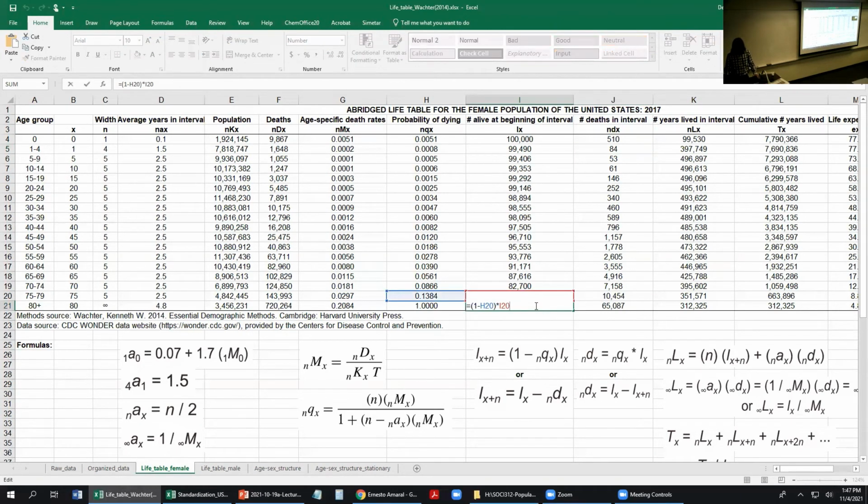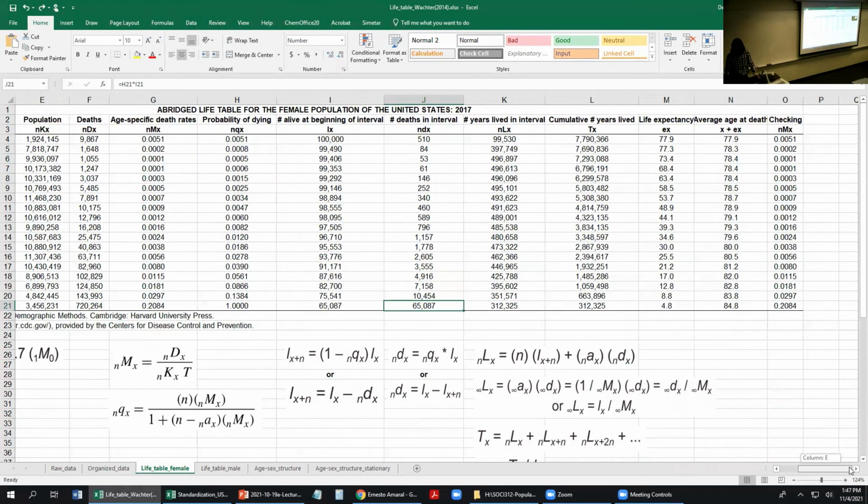Until the last one, in which we get 75,000 people here, 10,000 died during that interval, and 65,000 survived to the next group. How many will die? 100% of those people will die. 1 times this, everybody dies. And then we come to the big LXN column, the number of years lived in that interval. Here the formula is simplified.